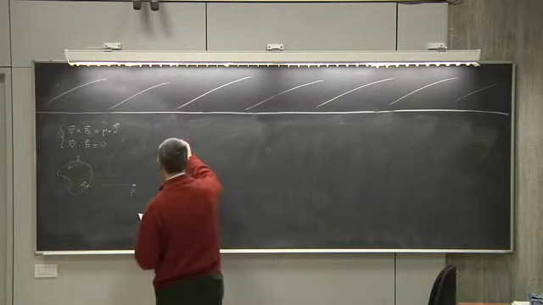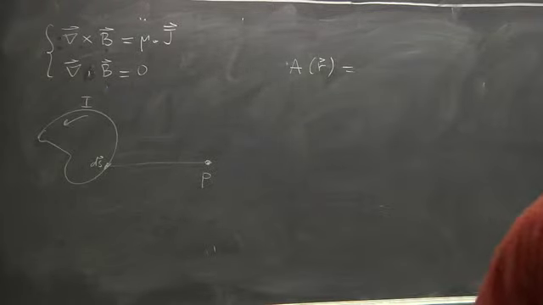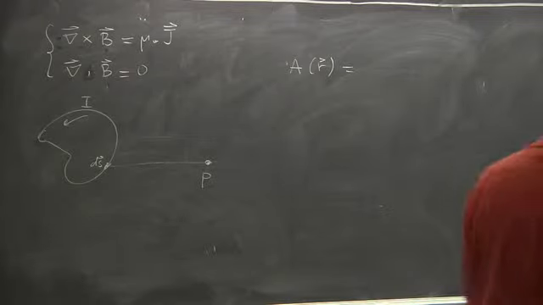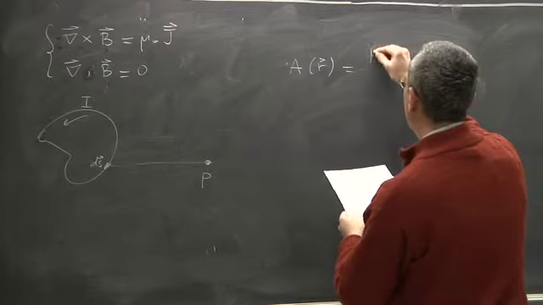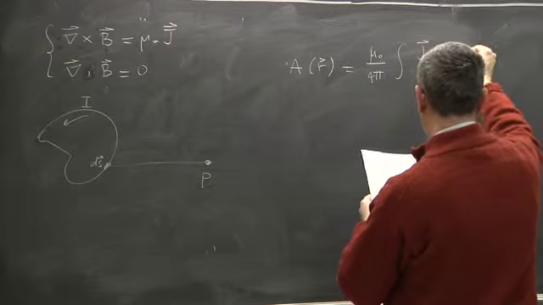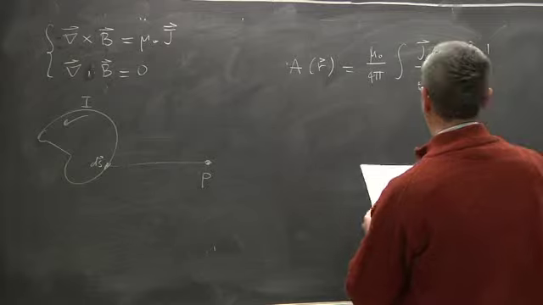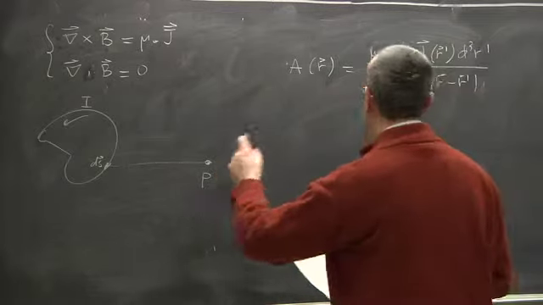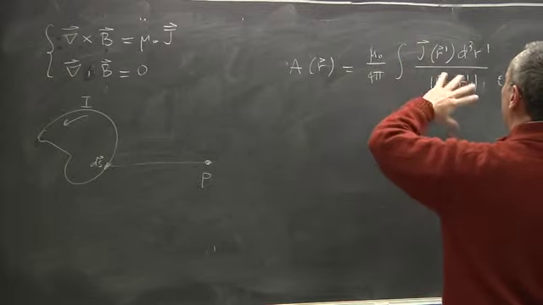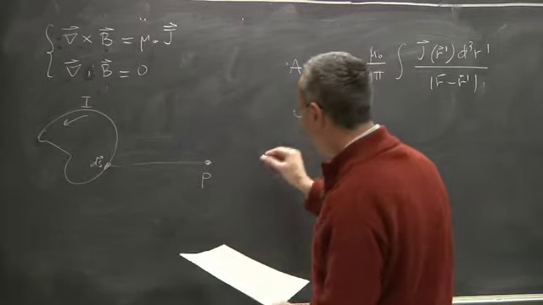Because you see that my vector potential, now I erased it, so I have to write it back. What is it? It was mu naught over 4 pi, the integral of J(r') d3r' over |r - r'|, right? This is true for any distribution of density of currents, but now I pick again a very special case.